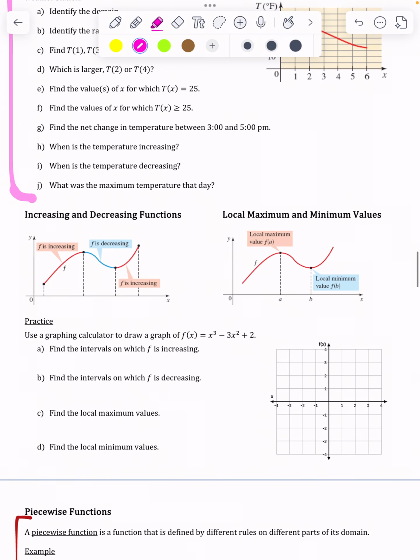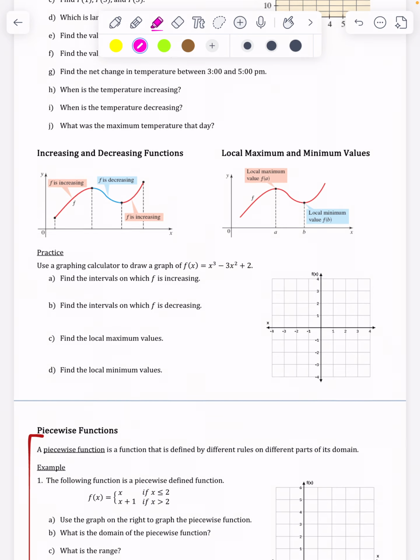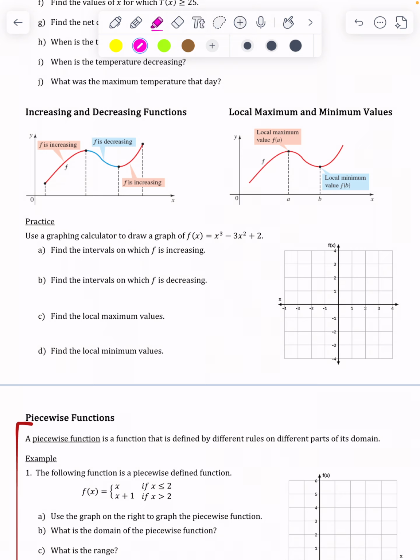Okay. Increasing and decreasing and local min and maxes. So you'll notice that when it's increasing, it's when the y's are going up. And when it's decreasing, it's when the y's are going down. And when a change happens between an increase and decrease, or decrease and increase, that point is called a max or a min. And so we can identify those points on a graph.